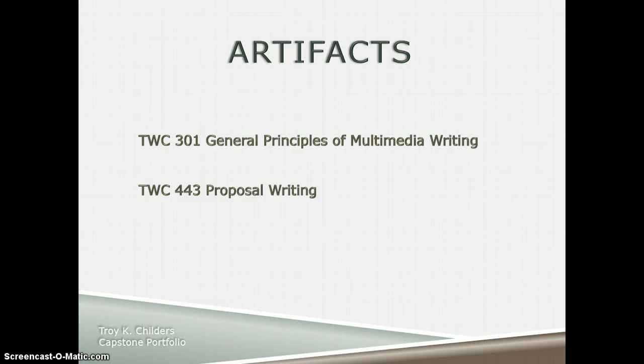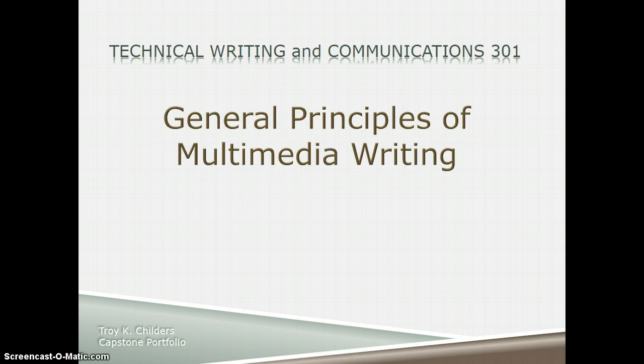The artifacts I chose were completed in TWC 301, General Principles of Multimedia Writing, and TWC 443, Proposal Writing. My focus for the TWC 301 artifact was a quick reference card for senior citizens to access and use the Phoenix Public Library's online catalog. I considered the varying depths of knowledge of senior citizens in regards to using a computer and searching the internet. I needed to adapt and understand my audience's specific needs, as well as assume appropriate tone and focus on a defined purpose in order to create a functional card.